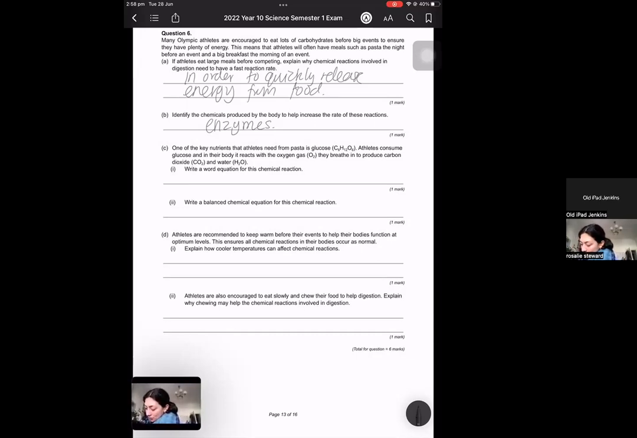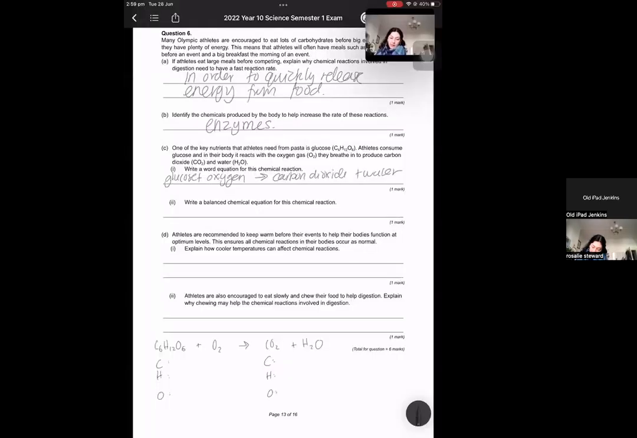One of the key nutrients that athletes need is glucose, sugar. Athletes consume glucose and it interacts with oxygen, and so on. Write a word equation for this chemical reaction. Okay, so I've just written the word equation there. Just use the words from the question, make it simple. Now let's do the balanced equation down the bottom.